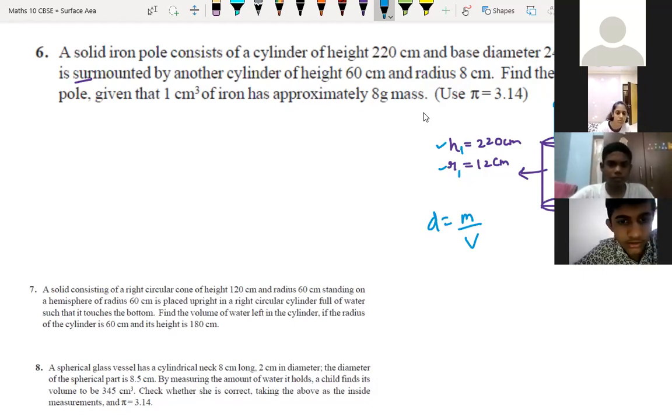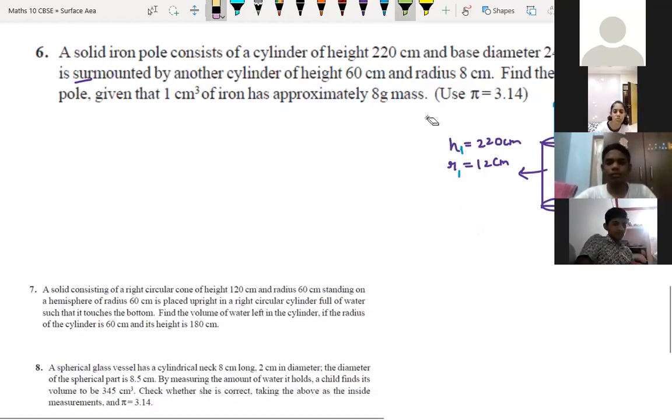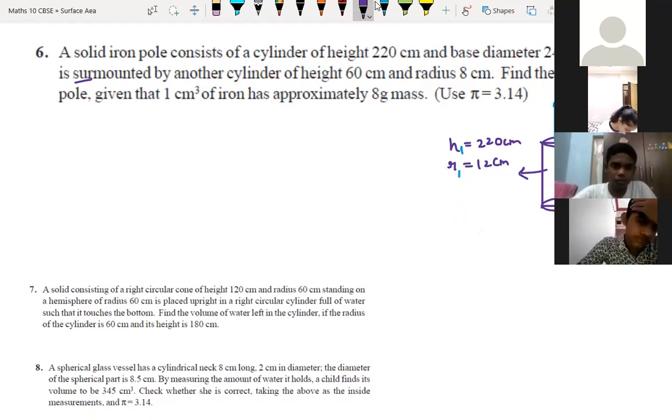Density is given over here. So mass is equal to density times volume, which is 1 cm cube over 8 grams per 1 cm cube. First you find the volume, children. All of you find volume. Then from it we will find the mass. These are easy numbers.